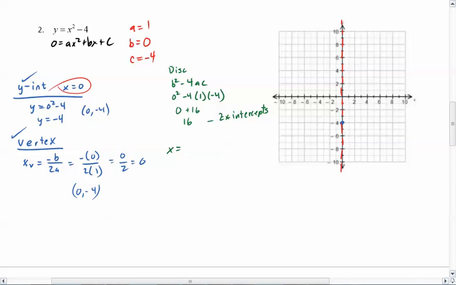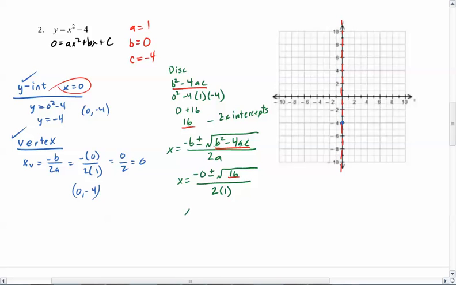Let's go x equals negative b plus or minus the square root of b squared minus 4ac, all over 2a. Recognize that the b squared minus 4ac right here is the discriminant, and the negative b over 2a right there, that was my vertex. So everything's kind of been used at this point. We say x equals negative b, which was 0, plus or minus the square root of b squared minus 4ac, which is 16, because that's what I did before. That's not going to change. All over 2 times a.